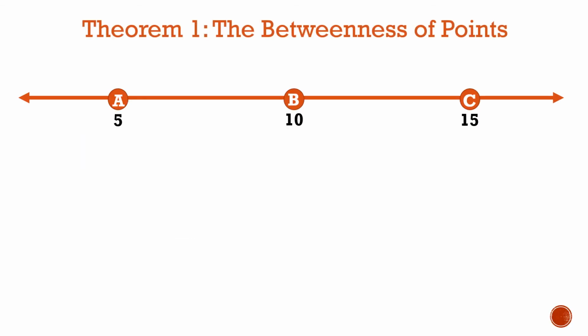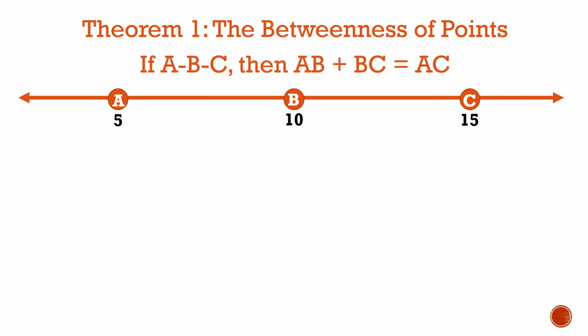So the theorem of betweenness of points looks like this. If B is in between A and C, then the distance from A to B plus the distance from B to C equals the total distance from A to C. And this makes sense when we look at this number line that I've put on the screen, because we can see that the distance from A to B we know is 5. The distance from B to C we also know is 5. And it makes sense that 5 plus 5 equals 10, but we can also see that the distance from A to C is from 5 to 15, which is also 10.